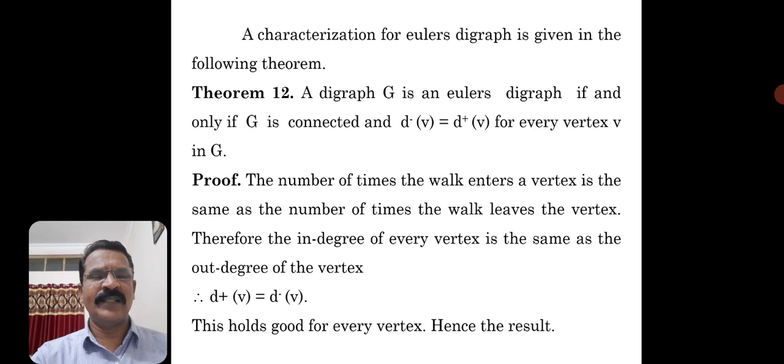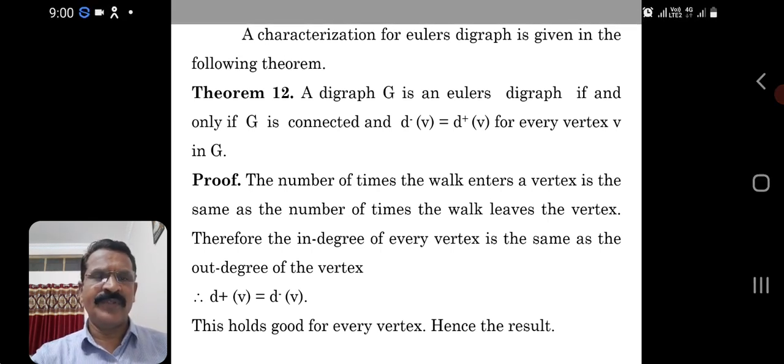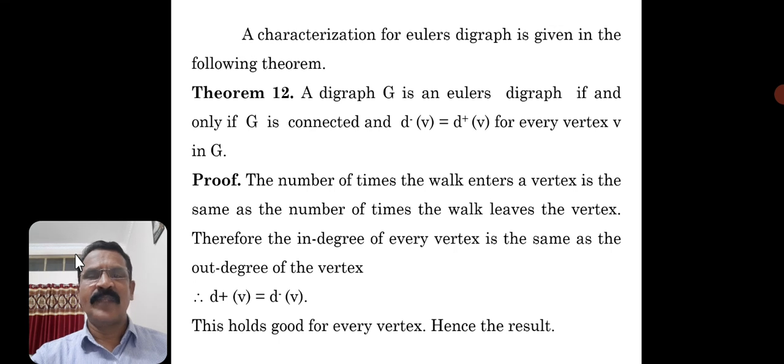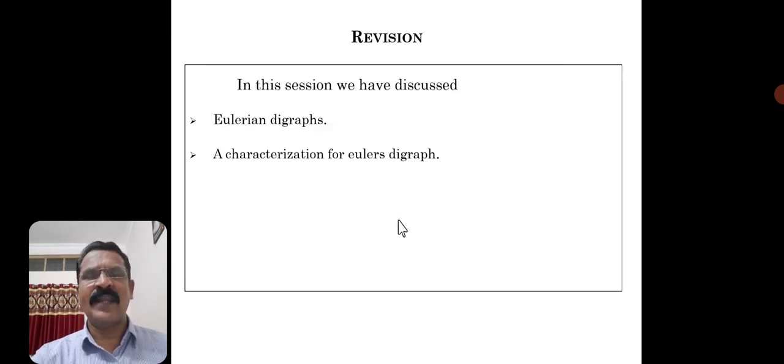For the first part, you have to consider that it is an Euler's digraph, then prove the in degree is equal to the out degree of that vertex. Similarly, for the converse part, suppose the in degree is equal to the out degree for every vertex V, then you must prove it is an Euler's digraph. So this is a simple proof which we have considered. The result we have considered in this session is Euler's digraph, the concept, and we have discussed the characterization for Euler's digraph with a simple proof.